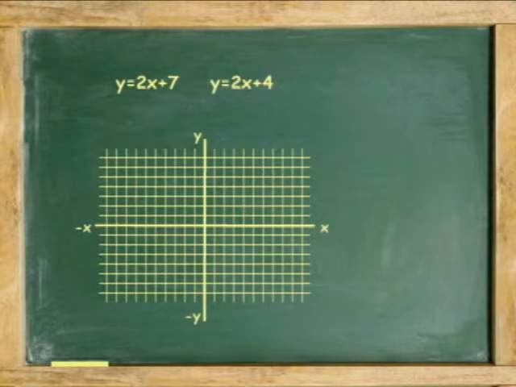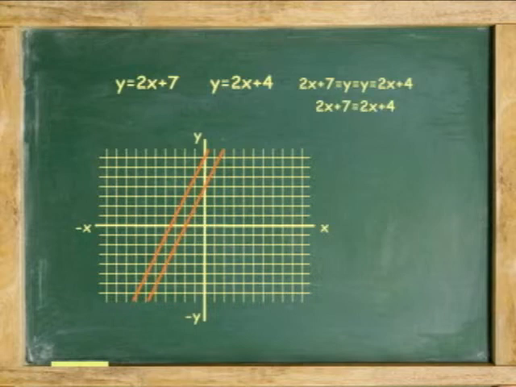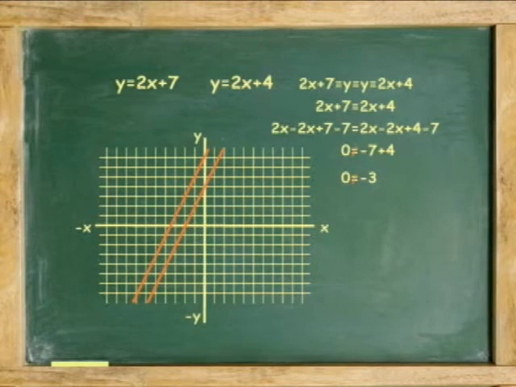Another example. Solve the system by substitution. Y equals 2x plus 7, y equals 2x plus 4. Because y equals y, substitute. 2x plus 7 equals 2x plus 4. Subtract 2x and 7 from both sides. 2x minus 2x equals -7 plus 4. 0 is not equal to -3. Because 0 is not equal to -3, the lines will not meet and there is no solution to the system.